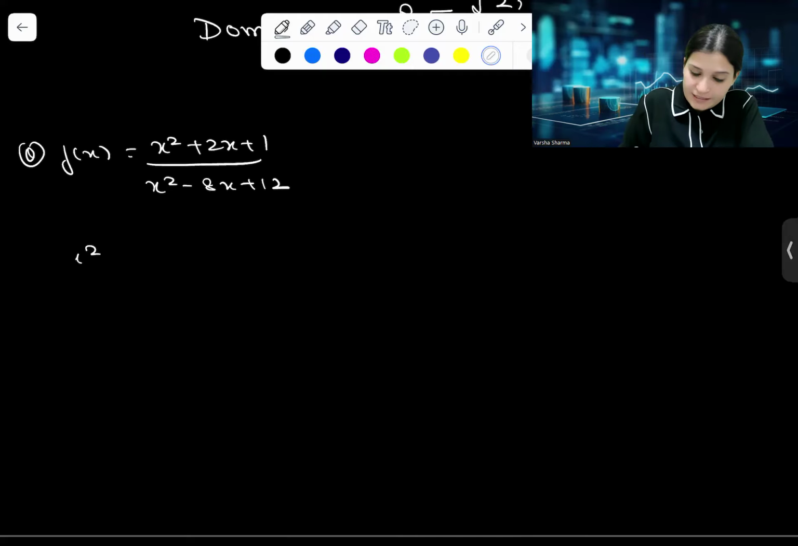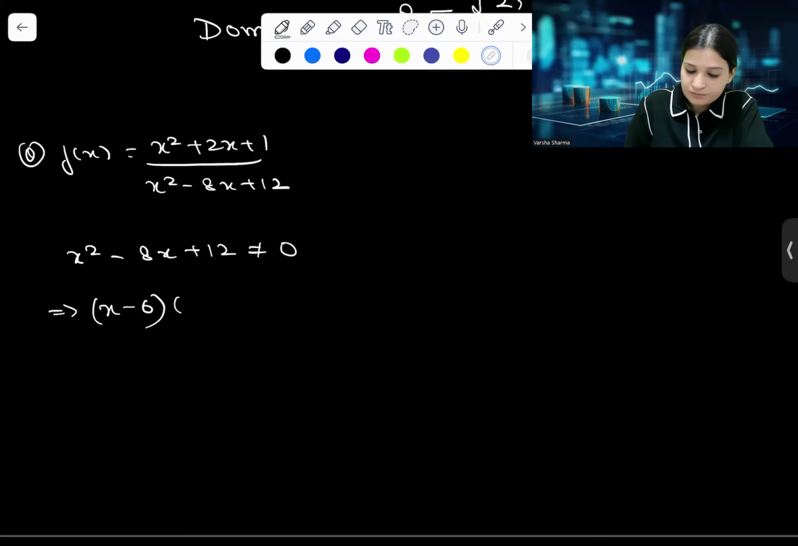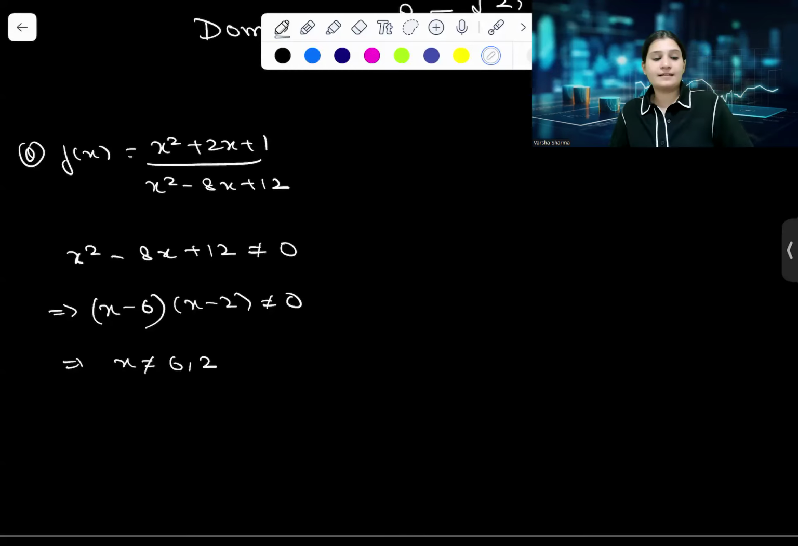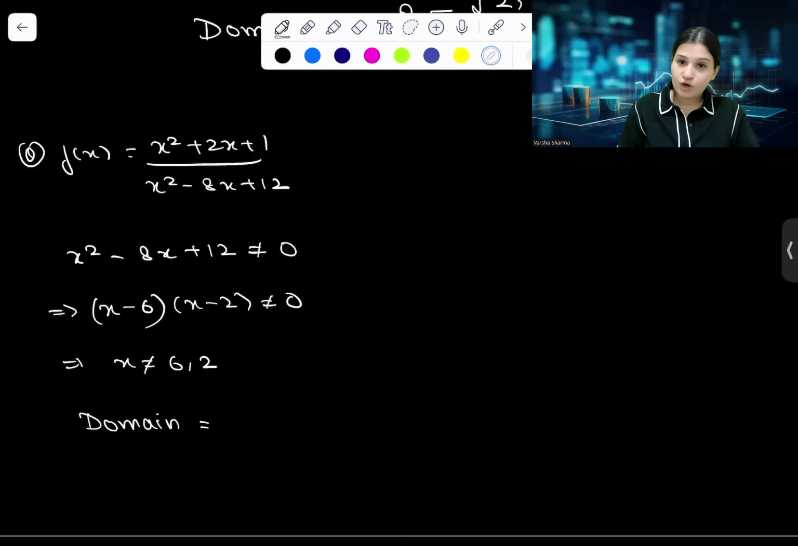So what should not be the case? x squared minus 8x plus 12 should not be 0. Using middle term splitting, 6 and 2. So x should not be 6 and 2, right? So my domain will be all real numbers except 6 and 2. Any problem?